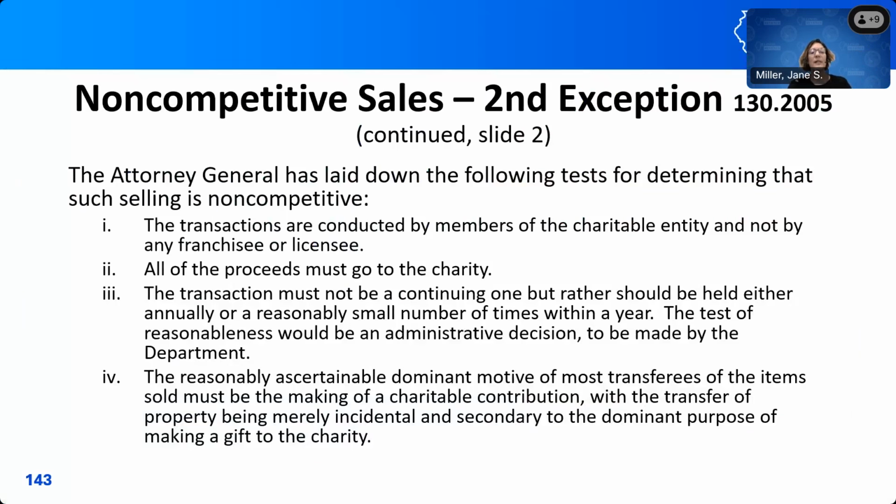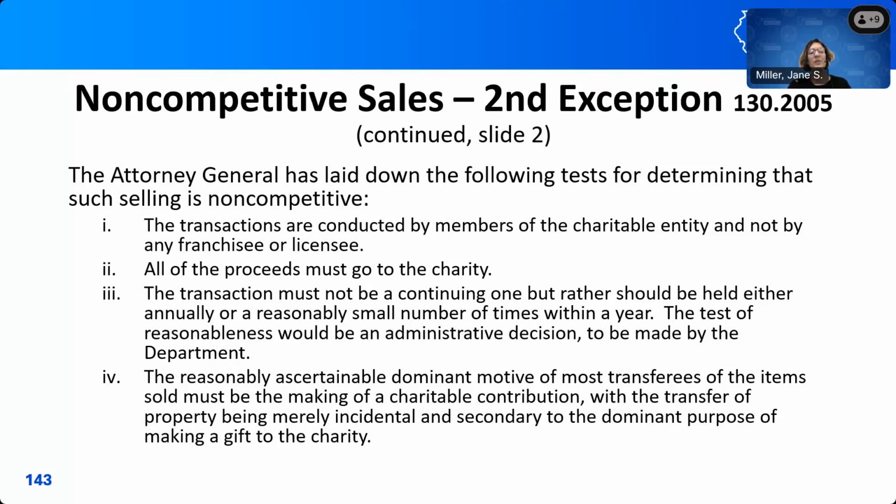The Attorney General has laid down the following tests for determining that such selling is non-competitive. The transactions are conducted by members of the charitable entity and not by any franchisee or licensee. All of the proceeds must go to the charity. The transaction must not be a continuing one, but rather should be held either annually or a reasonably small number of times within the year. The test of reasonableness would be an administrative decision to be made by the department.